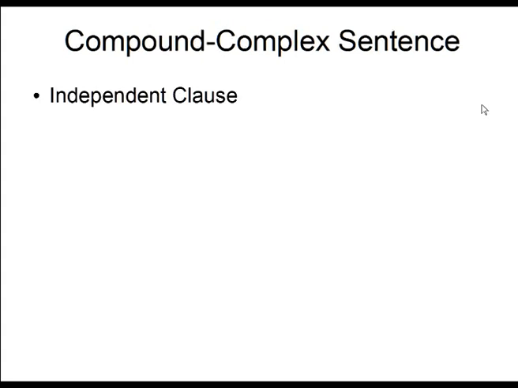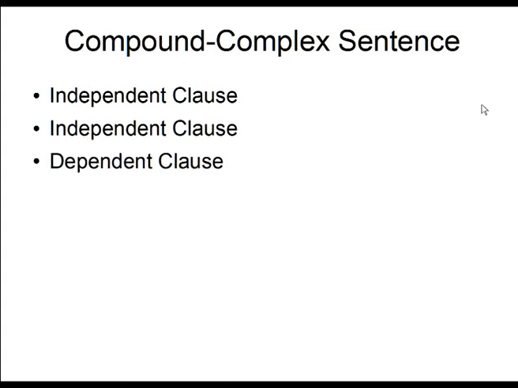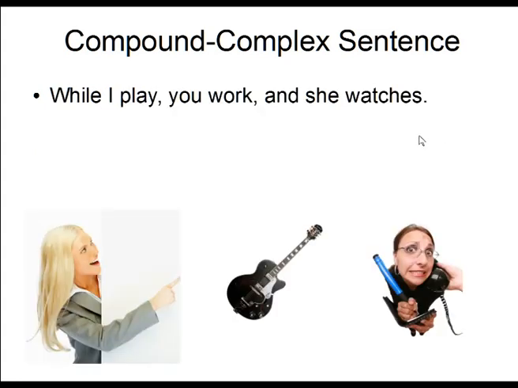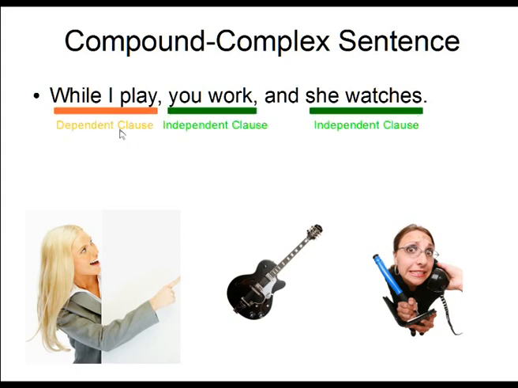A compound complex sentence has an independent clause, another independent clause, and a dependent clause, although it can have more than one dependent clause. So a compound complex sentence is really a compound sentence and a complex sentence connected, like this one. While I play, you work, and she watches. It's got the dependent clause, the independent clause, and another independent clause. So while I play guitar, you work, and she watches.